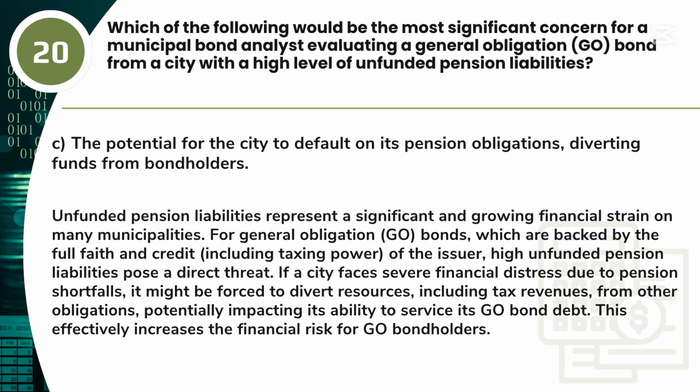Answer: C. The potential for the city to default on its pension obligations, diverting funds from bondholders. Unfunded pension liabilities represent a significant and growing financial strain on many municipalities. For general obligation bonds, which are backed by the full faith and credit, including taxing power, of the issuer, high unfunded pension liabilities pose a direct threat. If a city faces severe financial distress due to pension shortfalls, it might be forced to divert resources, including tax revenues, from other obligations, potentially impacting its ability to service its GO bond debt. This effectively increases the financial risk for GO bondholders.